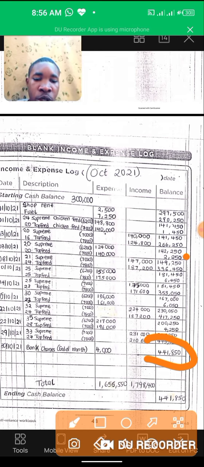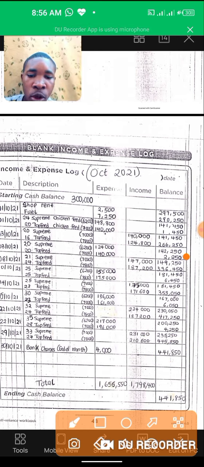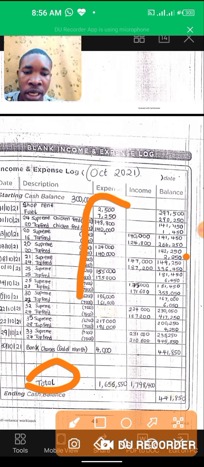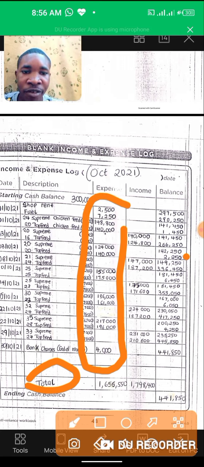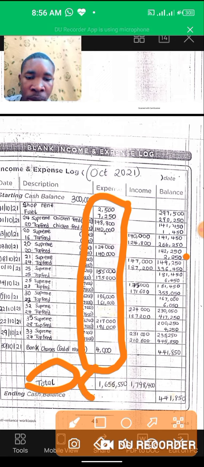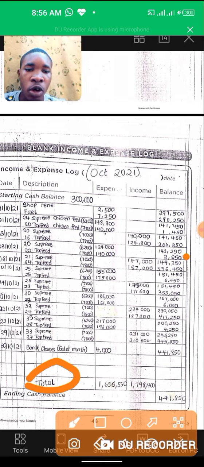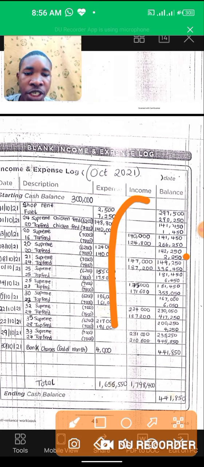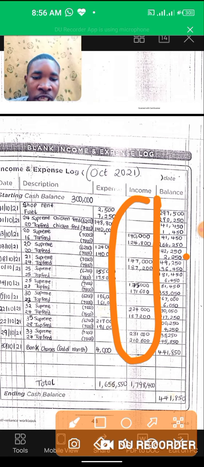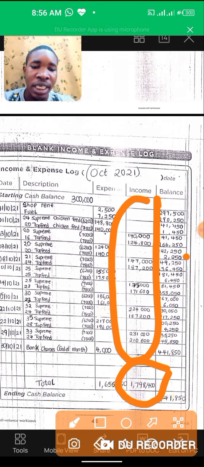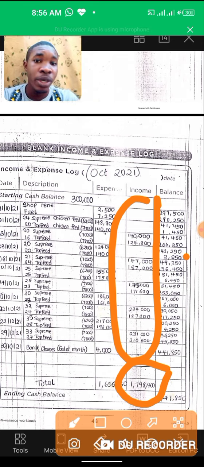So now you will see something like total here. I put my total here. I calculated all my expenses from here to here. I added everything together like this and I got 1,656,500. And then I added all my income here like this. And I got how much? I got 1,798,400 naira. Hope you guys understand.